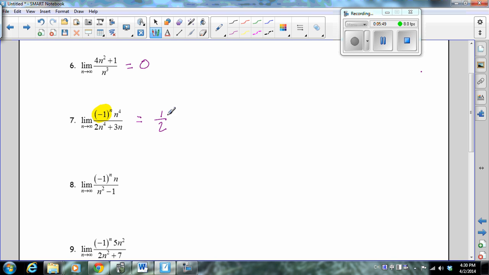Well, (-1)ⁿ will be 1 if n is even, but if n is odd, it will give me a -1. So my answer seems to bounce between positive and negative. Since it's bouncing between the positive and the negative, I put plus and minus.